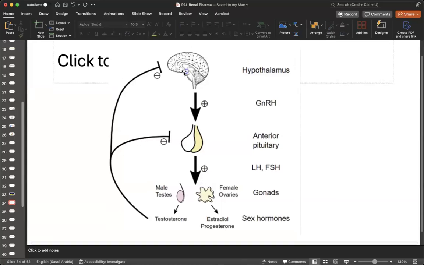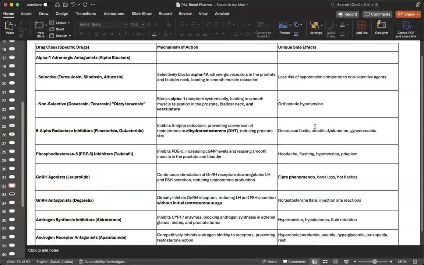Now, let's start from the top. The hypothalamus releases gonadotropin-releasing hormone, which activates the anterior pituitary to lead to LH and FSH. LH and FSH will activate the gonads to produce testosterone, right? So in order to help with prostate cancer and decrease testosterone, you can affect any one of these sites, and that's exactly what these drugs are all about. These drugs can either affect GnRH, or they can be directly related to androgen synthesis.